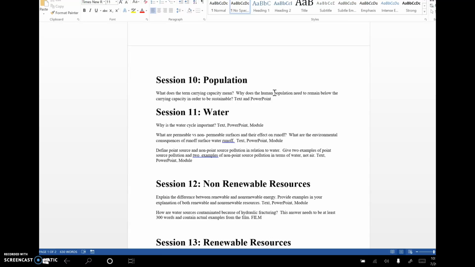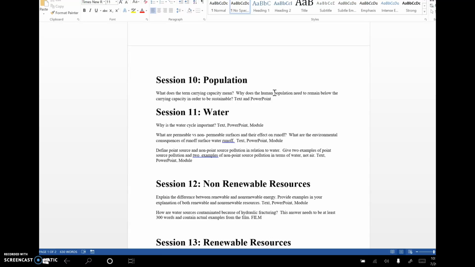Water. Why is the water cycle important? I want you to talk in detail about the water cycle and why it's important. What are permeable versus non-permeable surfaces and their effect on runoff? And we did an assignment on this under the water session, so you should be very familiar with this question.